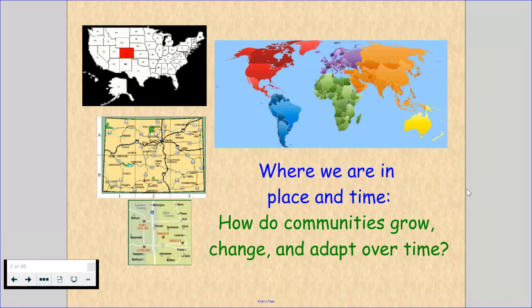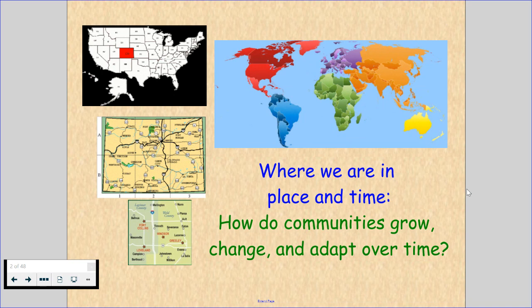Hello, pirates. So today we're going to jump into this new planner and explore a little bit with our central idea. We're going to jump into some early Colorado history, and then we're going to start with some of our early people who lived in Colorado.